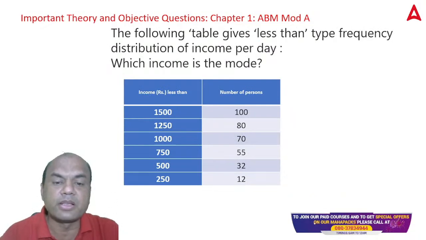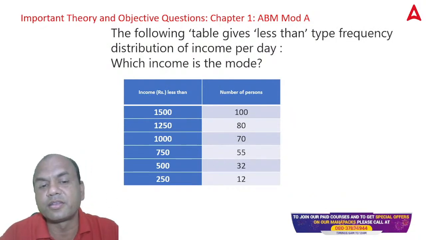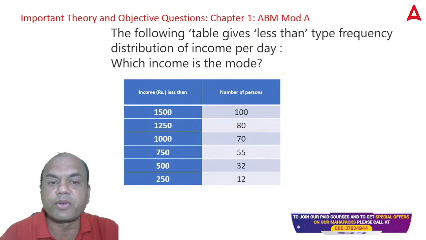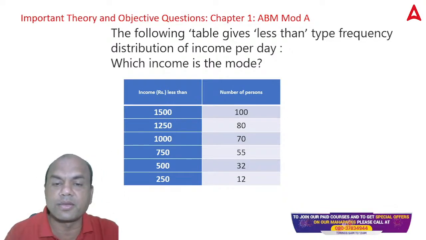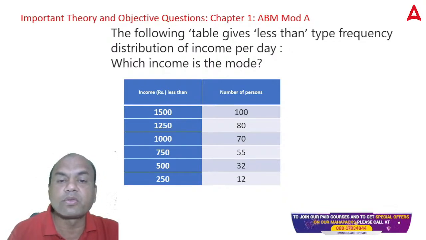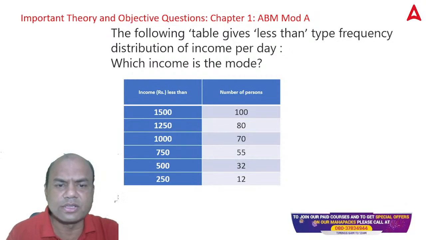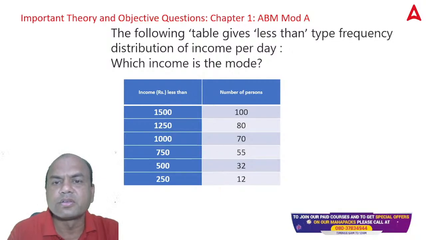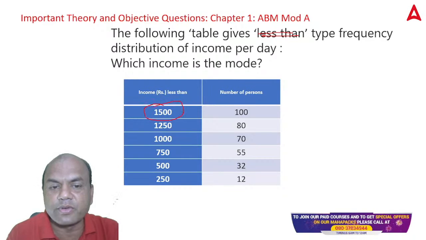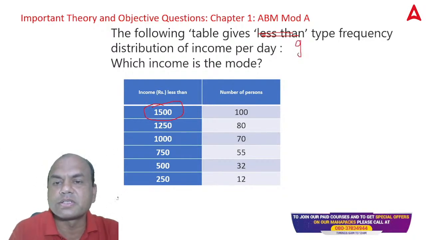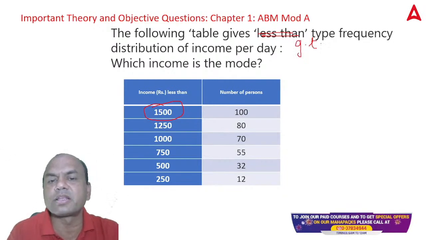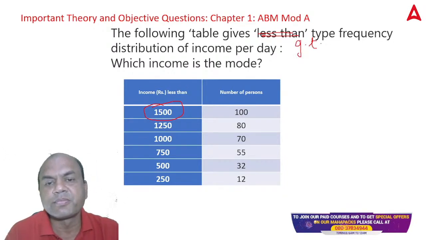The following table gives less than type frequency distribution of the income per day. Now what have you to do? Is this less than? I think it should be greater than type, because it is starting from the highest 1500 and going to the lowest. So greater than type, GT I'll write it. The following table gives the GT type frequency of the income per day.